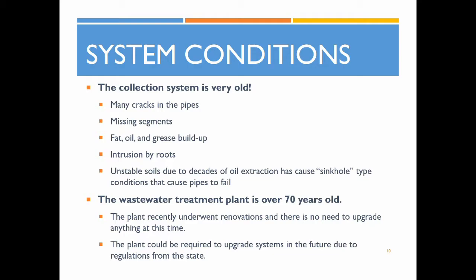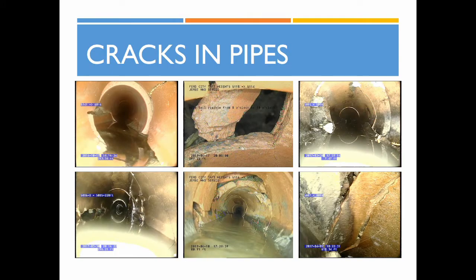The wastewater treatment plant is similarly old, but it recently underwent renovations, and we have no need to upgrade anything at the plant at this time. It is important to note that the plant could need renovations in the future if the state implements any new environmental requirements. We don't expect any new regulations in the near future, but it is something that we should consider for the long term. Here are some pictures of those failing sewer pipes.